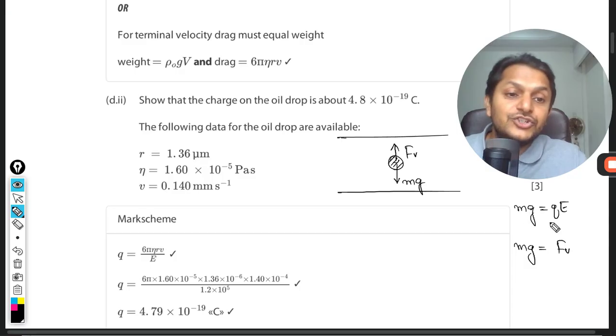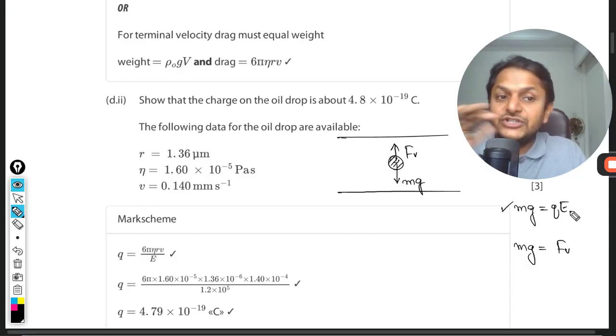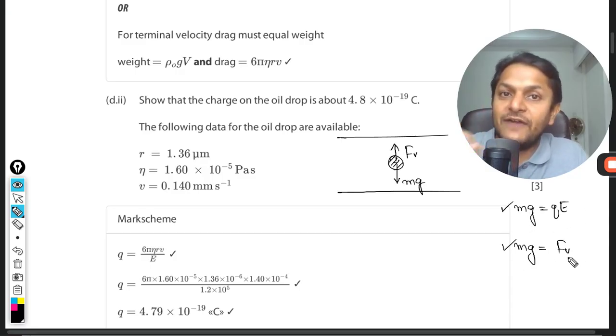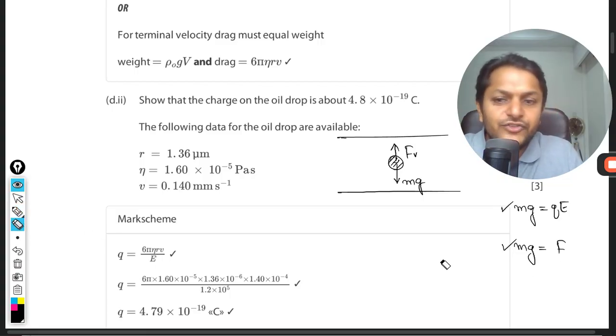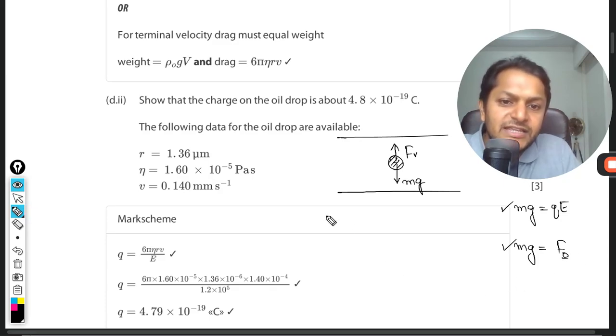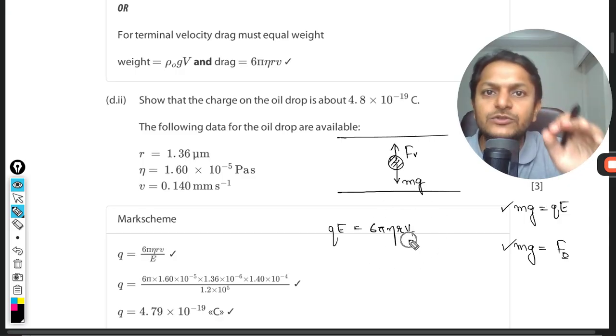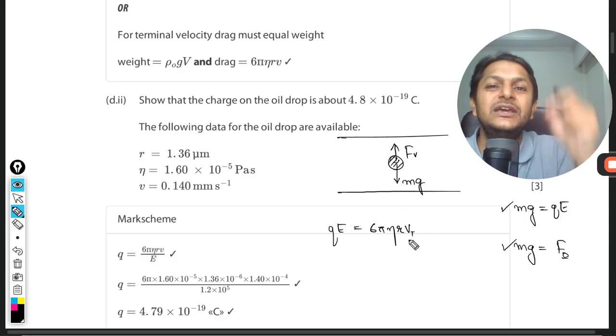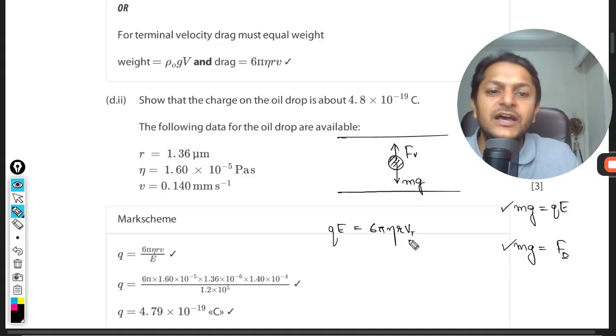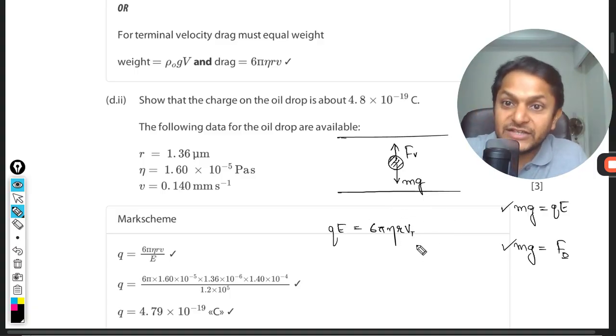Very good. So from one case we are saying that mg is equal to QE. In another case mg is equal to F_v, that is the viscous force, or you can say the drag force. So very cleverly, we have created the equation that QE is equal to 6 pi eta R V. I'm writing V_T here because I want to tell you that this velocity has to be the terminal velocity. Otherwise, it is not going to be the case.